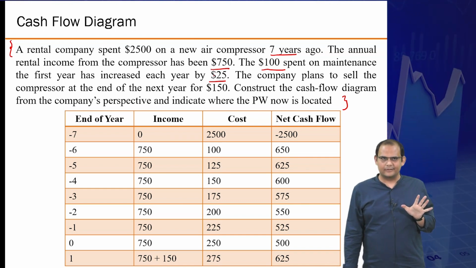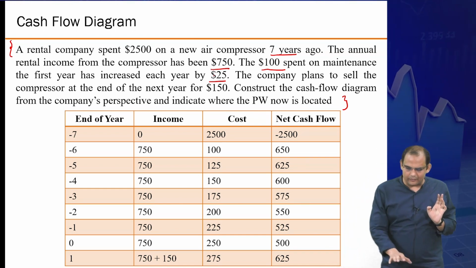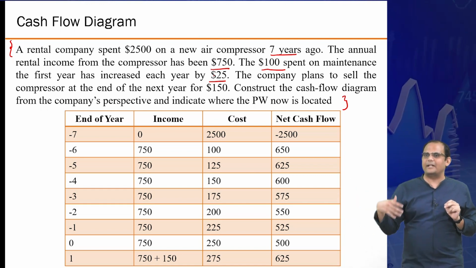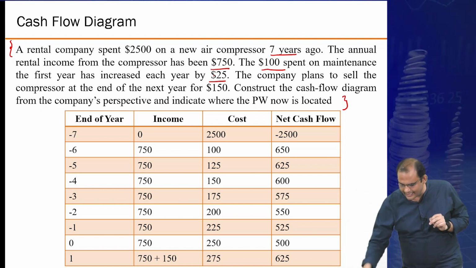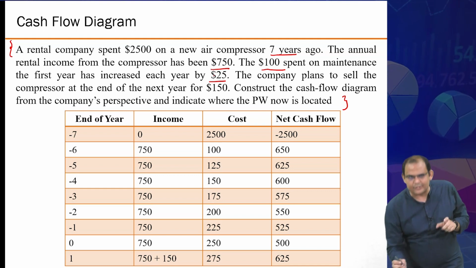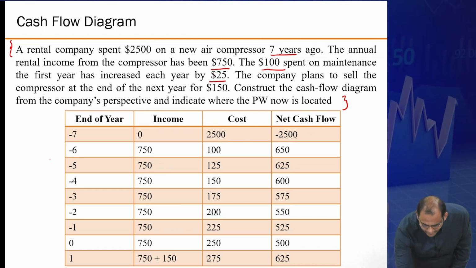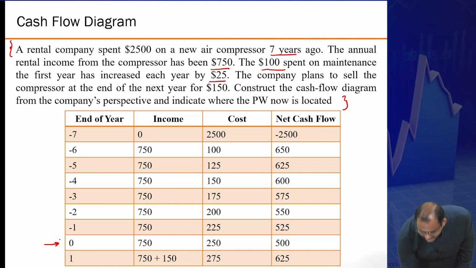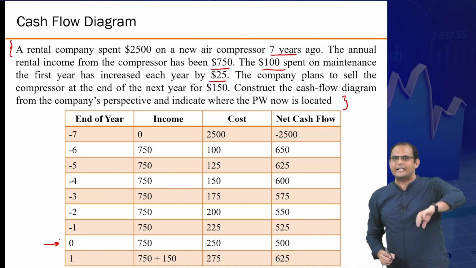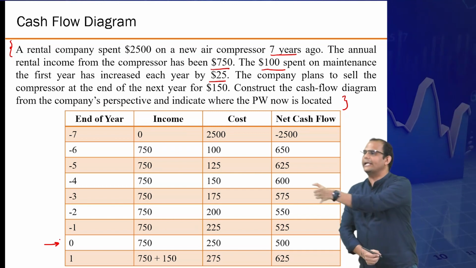Got it? Understood? So now look at the table here. Again, this is an example that I am trying to show you. You can later do it on your own. So first is to identify where the present worth is even located, right? You see on this table, I am setting it here because we are talking about 7 years ago. We are talking about 1 year in future.